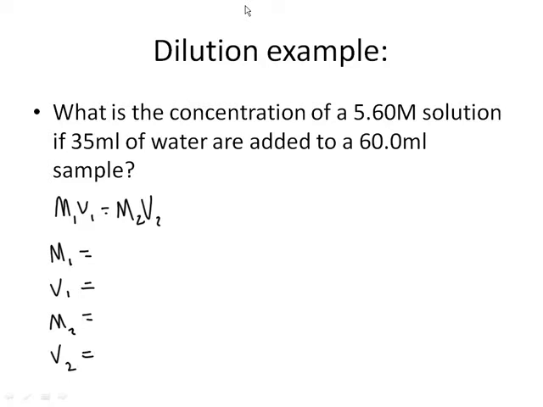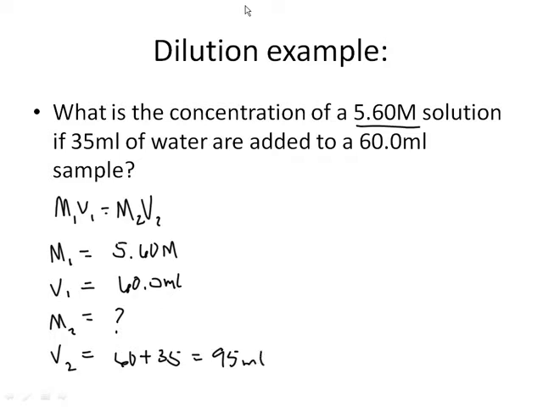So my first molarity is 5.60 molar, right? That's what I start with. And it says 35 milliliters of water are added to a 60.0 milliliter sample. So my initial volume is 60.0. My second molarity, I don't know. It asked me, what is the concentration after I add this water? So that's what I'm going to be solving for. The new volume is going to be my sample that I started with, 60, plus the 35 milliliters of water that I added for 95 milliliters. So now I just need to plug things in.